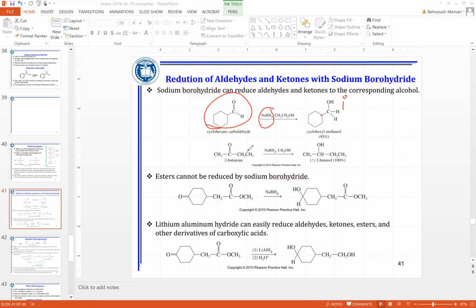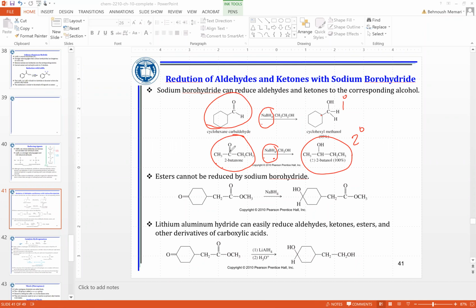And the second one, just follow along with the example. What do we have here? 2-butanone, what is that? Aldehyde, ketone, carboxylic acid, ester. What do we have here? Ketone. We have a ketone. Ketone plus your reducing agent, sodium borohydride. And the product is, what's the product? Secondary alcohol.